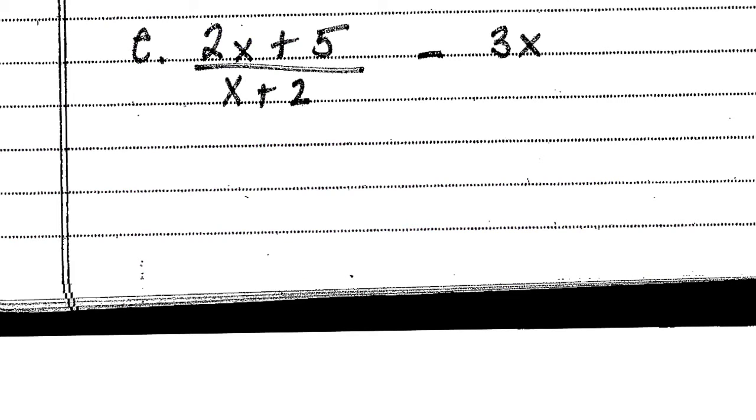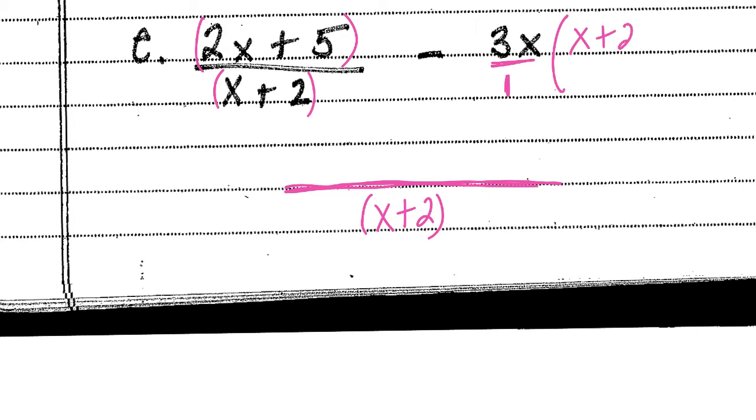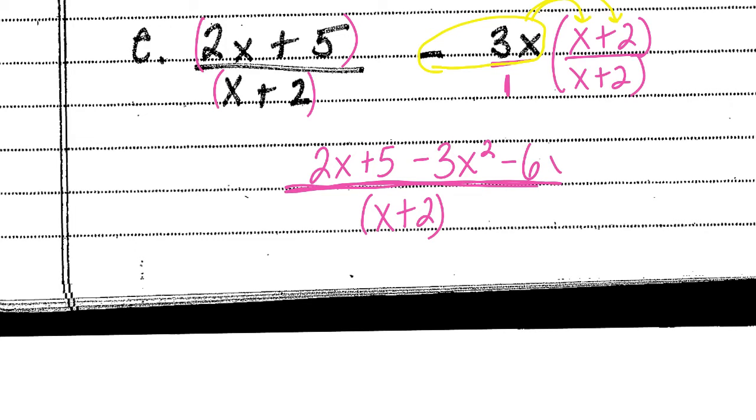All right, the last one we're going to try here is 2x plus 5 over x plus 2. Again, I'm going to write those binomials together. Minus 3x over 1. Common denominator, what do you guys think it is? Good, it's x plus 2. Nothing has to change to the left side, but on the right side, x plus 2 over x plus 2. So on the top left, I get 2x plus 5. And don't forget, I have to distribute all of this negative 3x to x and 2. So I get negative 3x squared minus 6x.